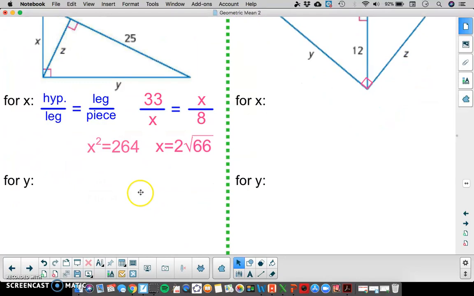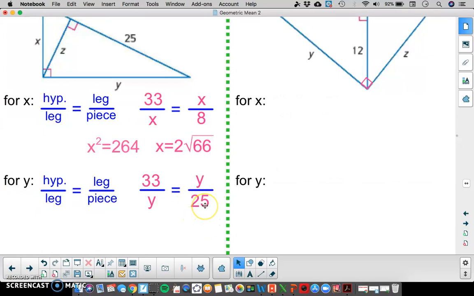For y, y is the other leg of that larger right triangle. So again, we're going to be using the leg theorem. Hypotenuse over leg equals leg over piece. So we have hypotenuse is 33 over y, which is our leg of our right triangle, equals y over the piece that it corresponds to. Notice that y is on the same side of that altitude as 25. So 25 is the piece that we use. Now we cross multiply and get y squared equals 825. Square root both sides, and we get 5 root 33.